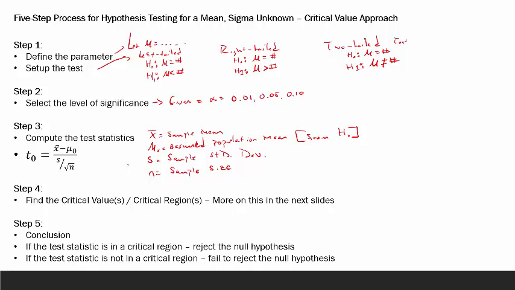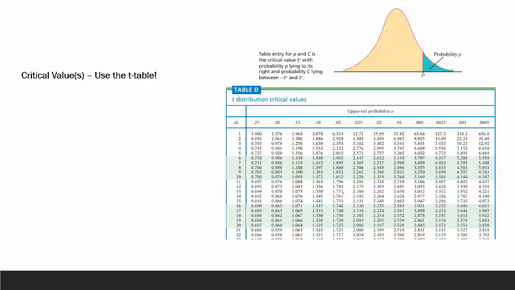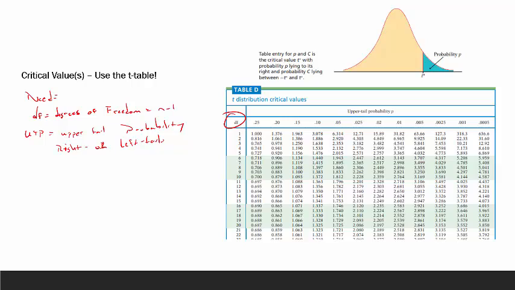So what's really difficult perhaps in this section is, how do you find the critical values? To find the critical values, you're going to use this t table, and you're going to need 2 things. You're going to need df, which is the degrees of freedom, which is n minus 1, and you're going to need the upper tail probability, which I'm going to call UTP. For a right-tailed or left-tailed test, the upper tail probability is just your level of significance alpha.